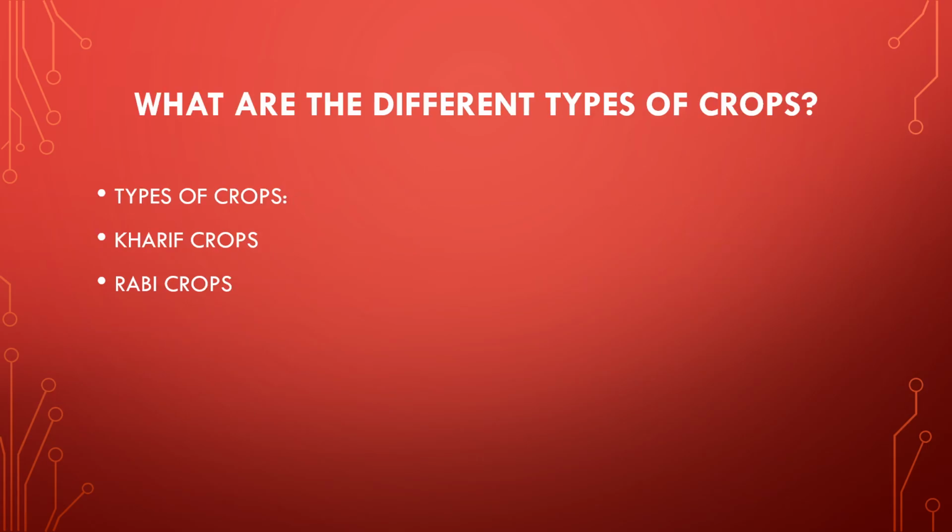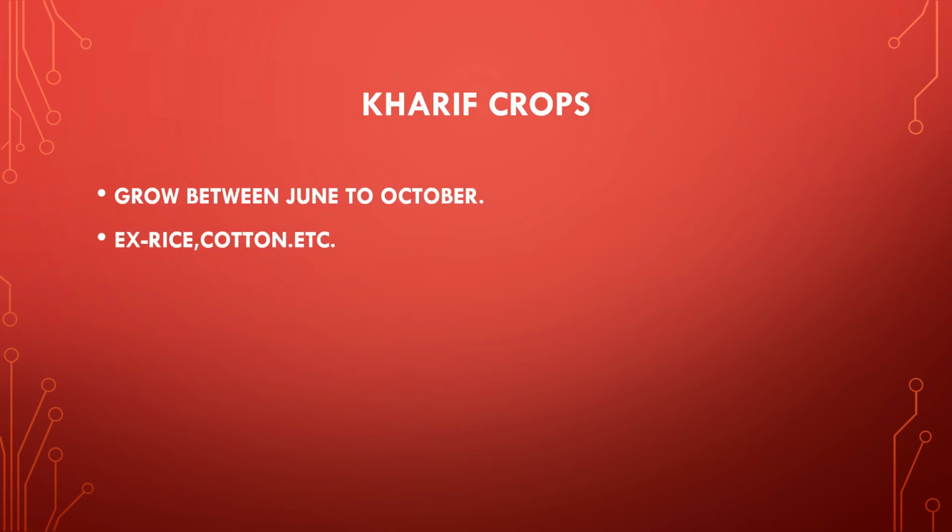So what are the different types of crops? The types of crops are Kharif crops and Rabi crops. Now we'll learn about Kharif crops. These crops generally grow between June to October, and they are the crops that are usually grown in monsoon season. Some of them are rice, cotton, pumpkin, and maize.